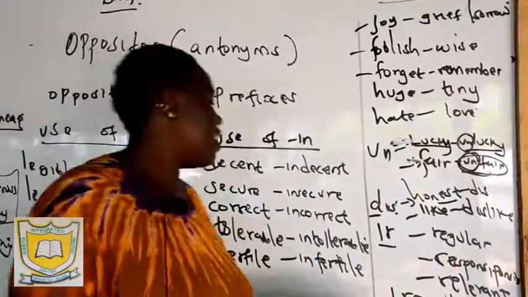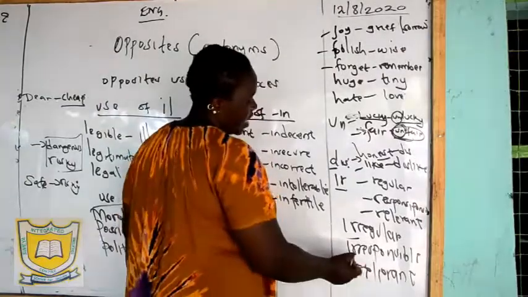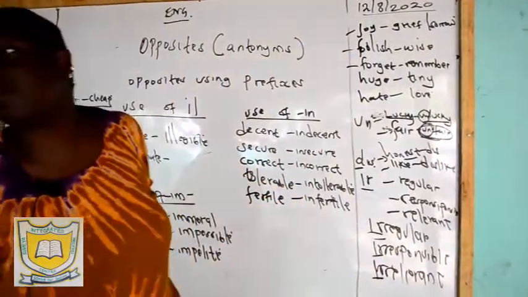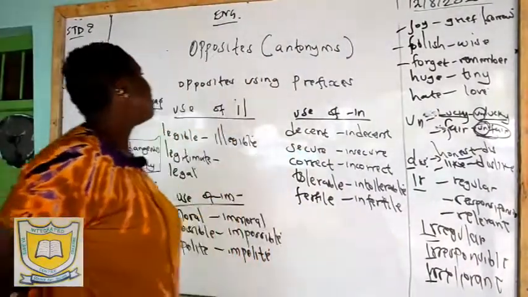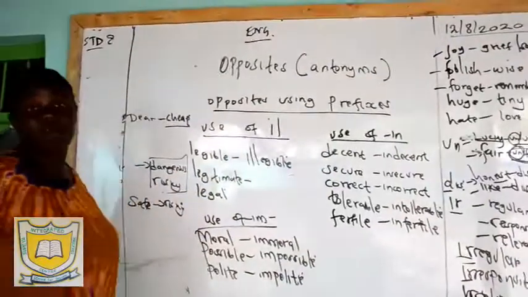Irrelevant. So you have irregular, irresponsible, irrelevant. I've added "ir", which is what? A prefix, a group of words that are put before a word to change its meaning. So in our lesson today, still opposites using prefixes, simply a continuation of Monday's lesson.